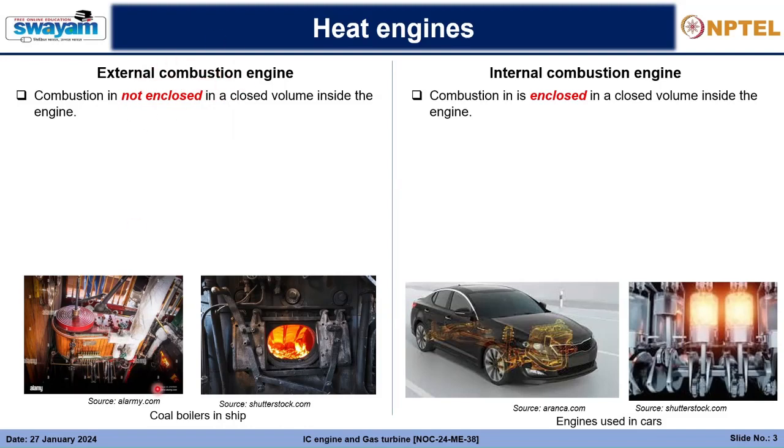You can see these are the coal boilers in huge ships. In huge ships, they will have boilers, and they will burn the coal there, and the heat energy from here is transferred to a loop where the gases are flowing. Accordingly, these gases will go to the turbine, rotate the turbine, and the power is produced.